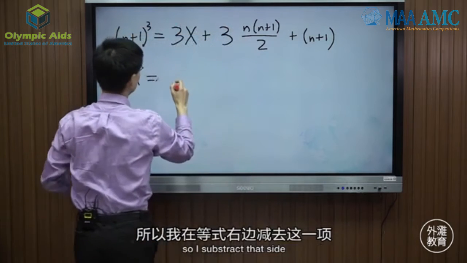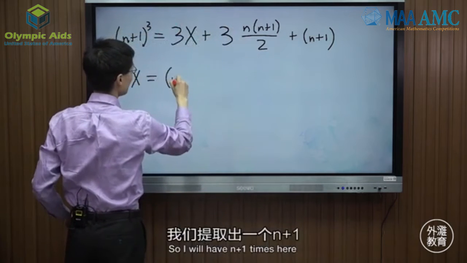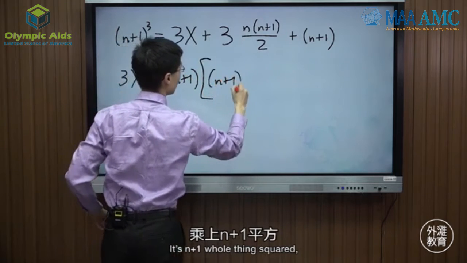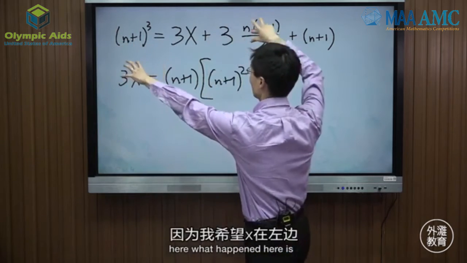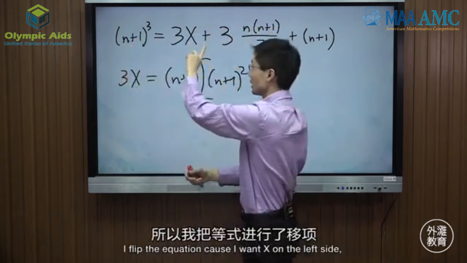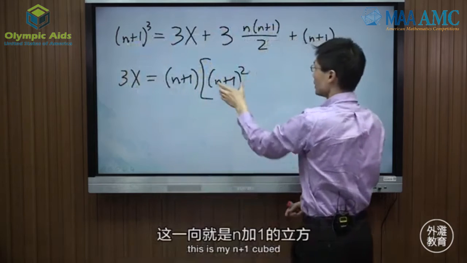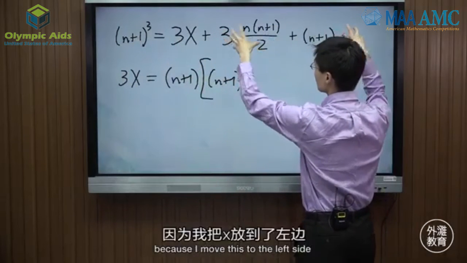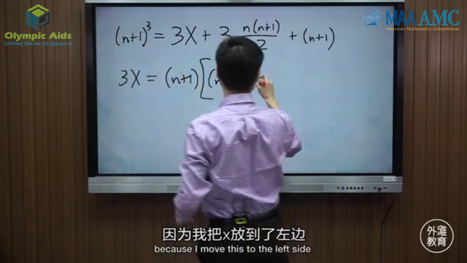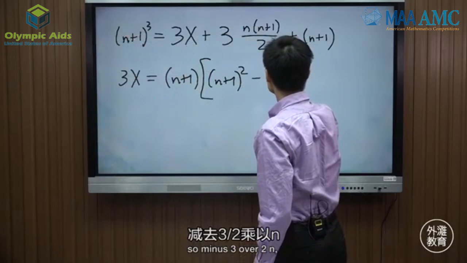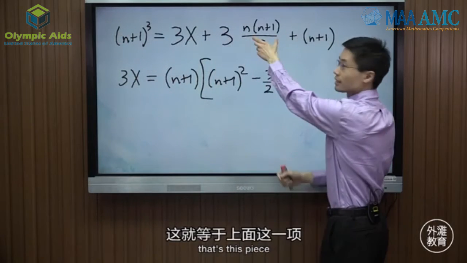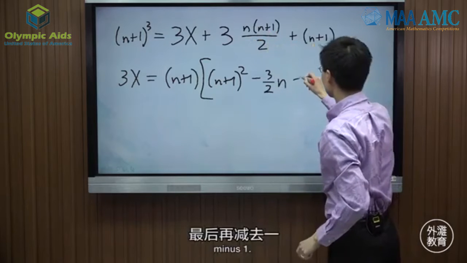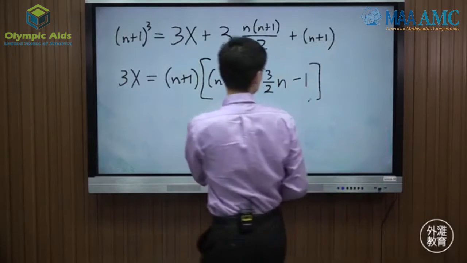So I subtract on that side. Okay. So I'll have an n plus 1 times, here it's an n plus 1 whole thing squared. Again, what happened is I just flipped the equation because I want x on the left side. This is my n plus 1 cubed. I have to minus these because I move these to the left side. So minus 3 over 2n, that's this piece, because the n plus 1 is common, minus 1. Now we can expand this.